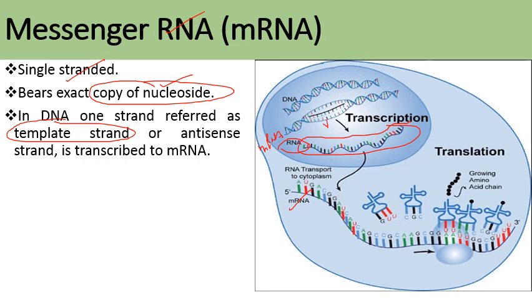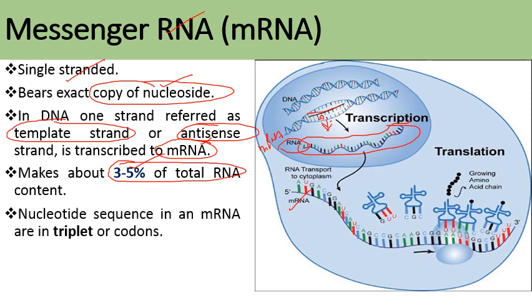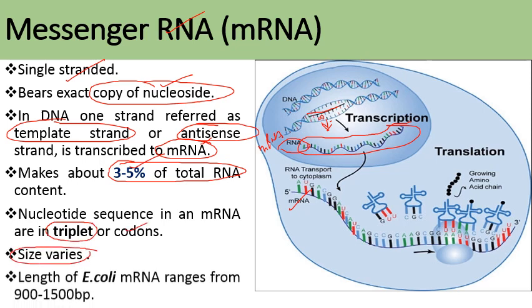So that parental strand, whose codes are read to synthesize RNA, is known as the template strand, and it is also called the antisense strand. It is transcribed to form this mRNA, which makes up about 3 to 5% of total RNA. Of the total RNA present in the cell, 3 to 5% is mRNA. The nucleotide sequence in mRNA is in triplet form, which are called codons, and the size of mRNA varies. The length of E. coli mRNA ranges from 900 to 1500 base pairs. So this is the approximate length of E. coli's mRNA.